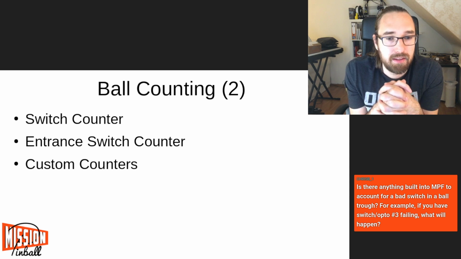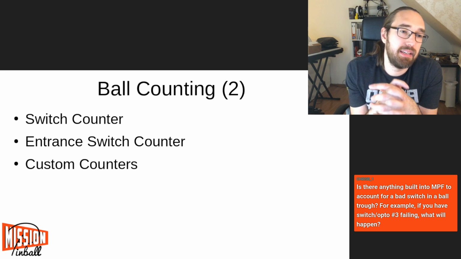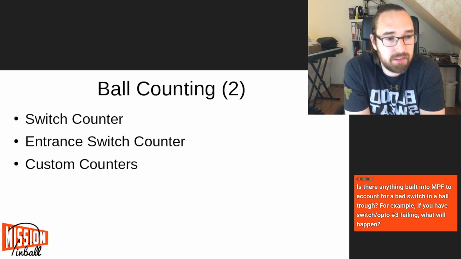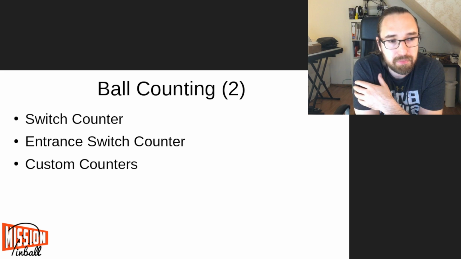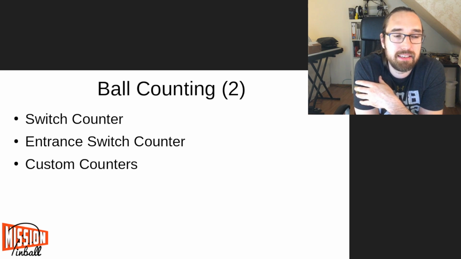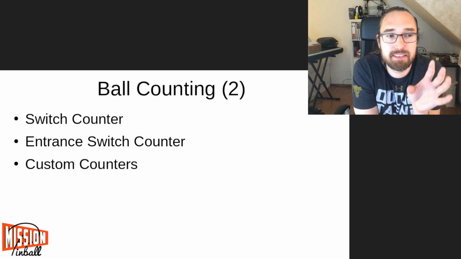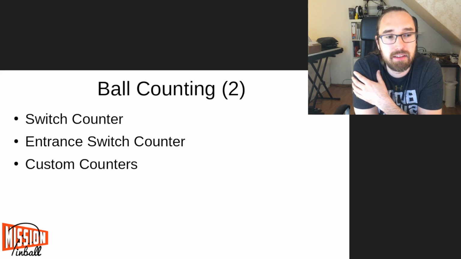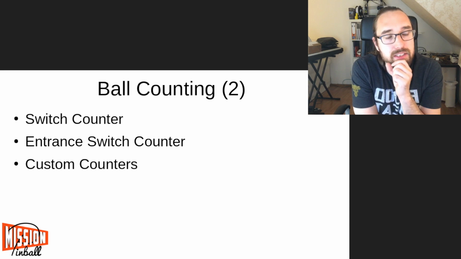Is there anything in MPF to account for bad switches in ball troughs? Not really. So MPF will believe either that there's never a ball, or that there is a ball, and currently it doesn't account for that. We have some audit statistics, and we can generate technical alerts, but it's not that we can really handle that.